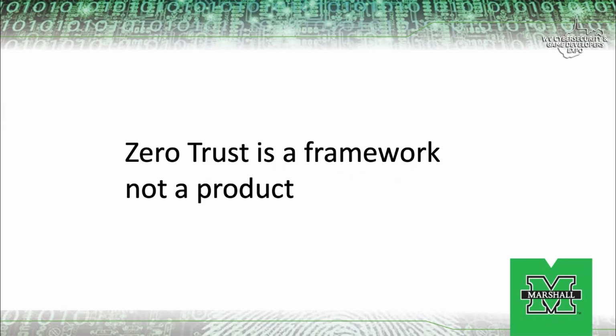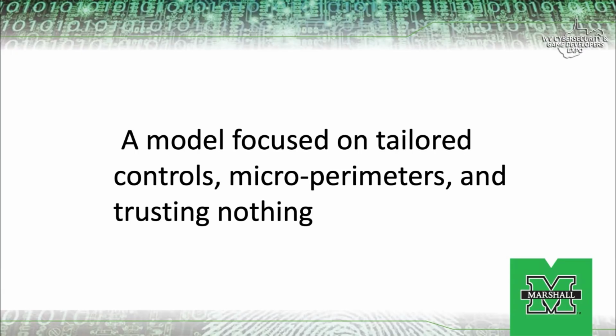Zero trust is a framework, not a product. If somebody's trying to sell you zero trust through an application, one application does not mean zero trust. It's again a framework, not a product. Although when you implement the framework, you may have to use products, but you should begin with the end in mind and build the framework first, and then find the products that apply to that framework. So it's a model focused on tailored controls, micro perimeters, and trusting nothing.